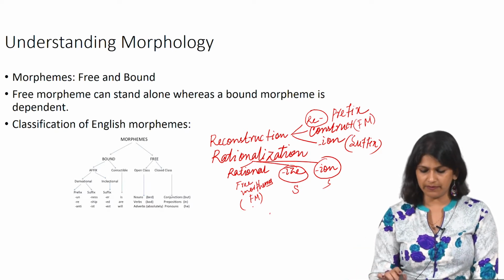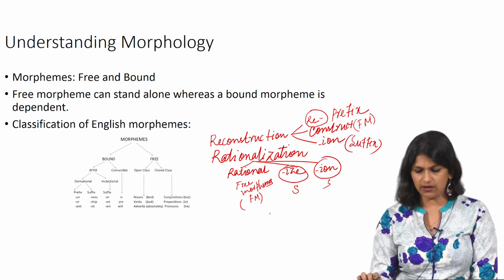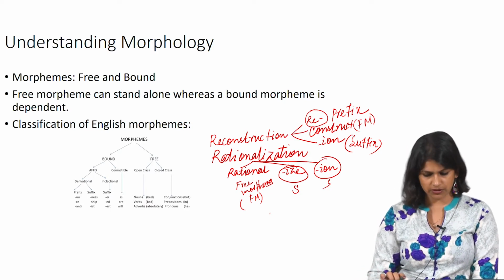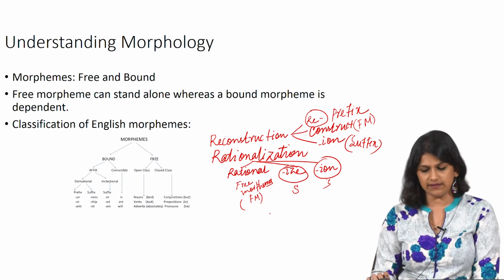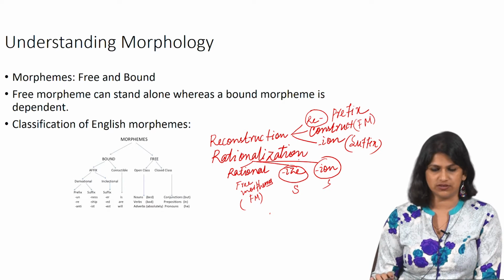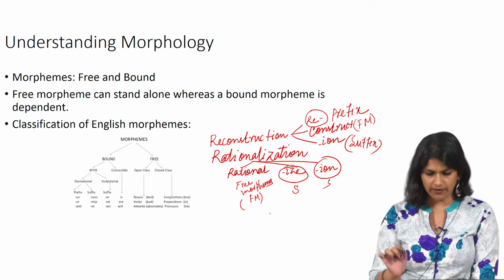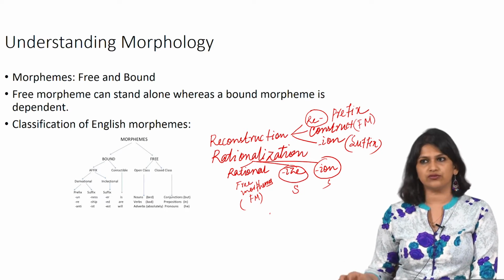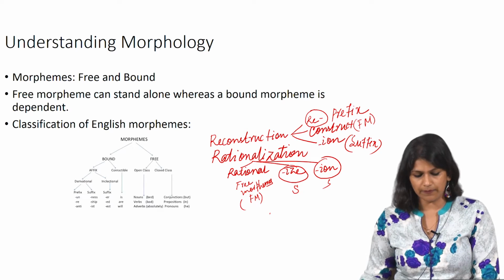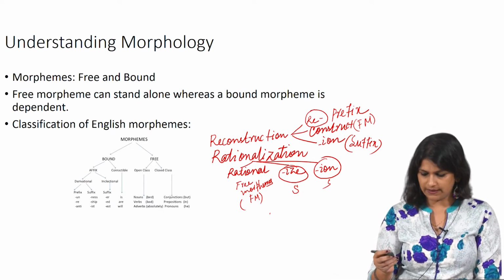So, the bound morphemes here are "re-", which is a prefix, and "-ion", which is a suffix, in "reconstruction", and "-ize", which is a suffix, and "-ion", which is another suffix, in "rationalization". So, these are the bound morphemes, and what are the free morphemes? "Construct" and "rational". So, these are the free morphemes. Okay. So, through the assignment, you should encounter more such examples.